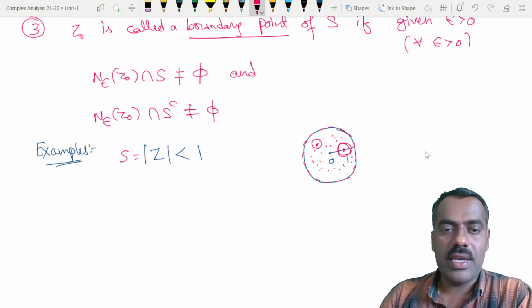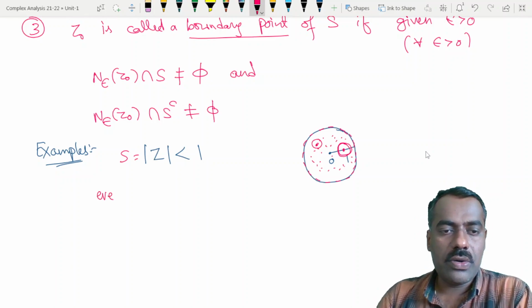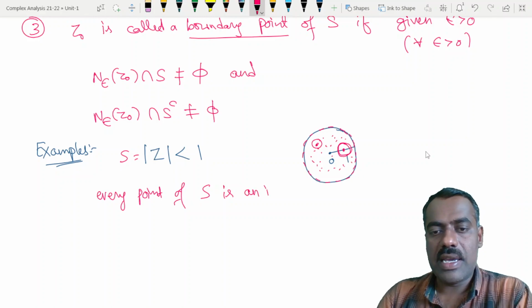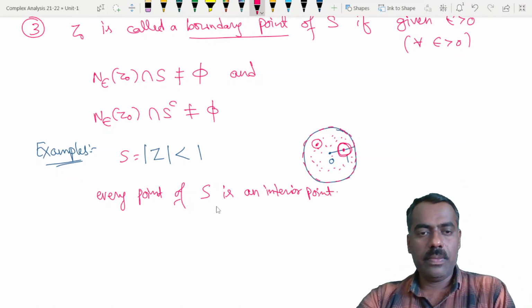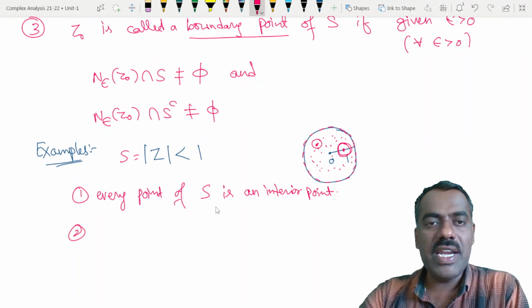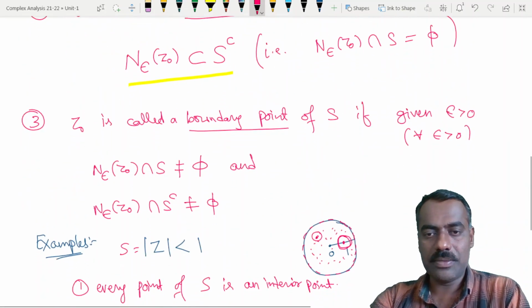Yes or no? So every point of S is an interior point. Now, can you give some points which are not interior points, that means exterior points?